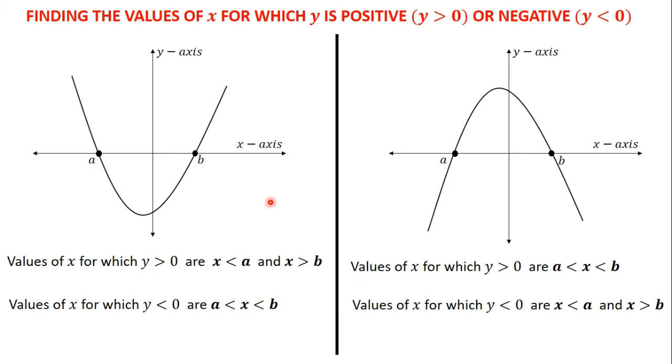So we have learned that if you want to use the graph of a quadratic function to find the values of x for which y is positive or negative, all you have to do is to locate the x-intercepts. And whether the graph is a U-shape or an N-shape, you can use it to find the values of x for which y is positive or the values of x for which y is negative.